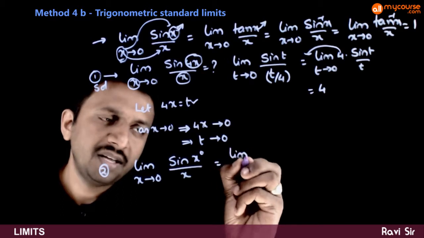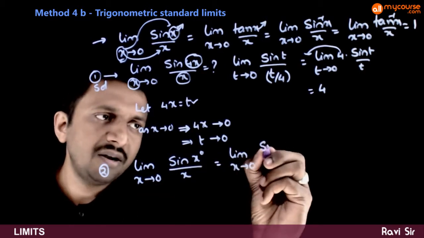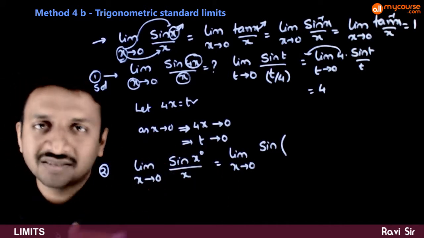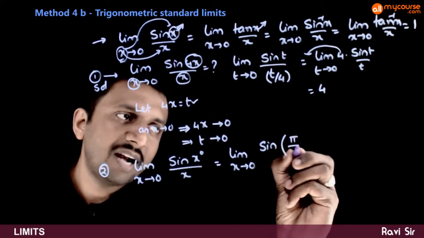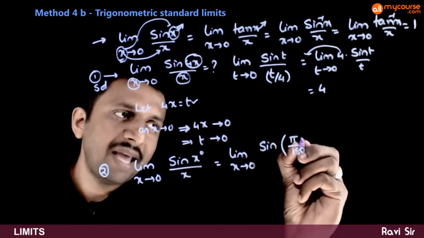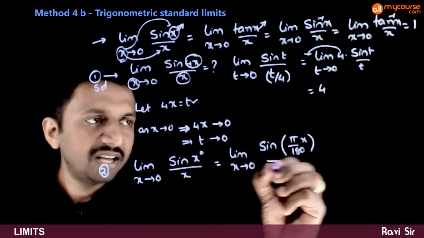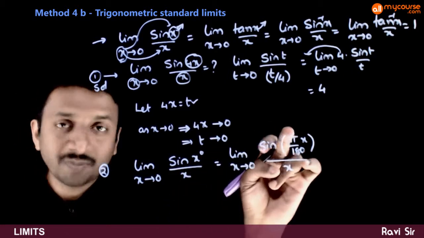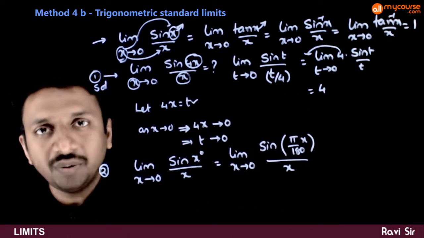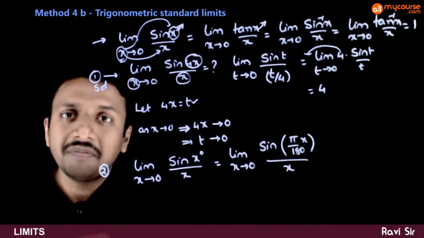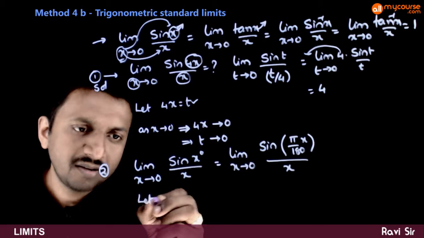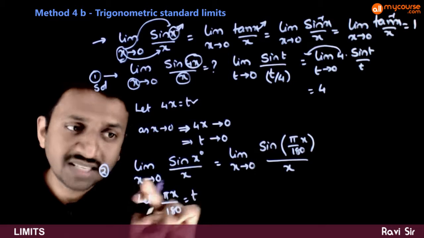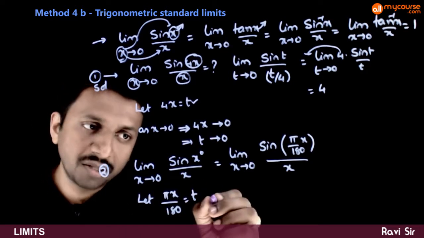So that is equal to limit x tends to 0, sin of x degrees, which can be written as how many radians? We know that you can write x degrees as pi x by 180 radians, by x. So now when I write 1 degree as pi by 180 radians, this number has been converted into radians. Now again I use the method of substitution. Let pi x by 180 is equal to t. As x tends to 0, pi by 180 times x also tends to 0.